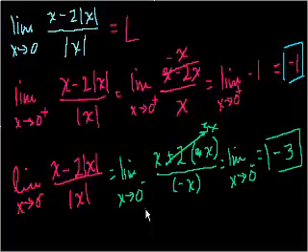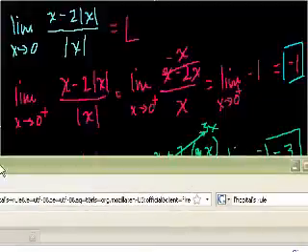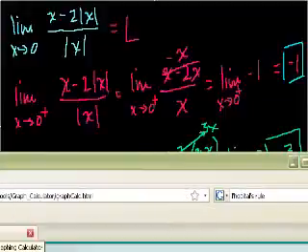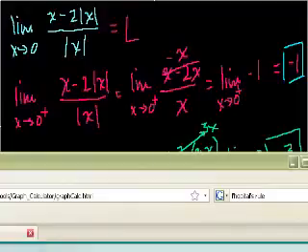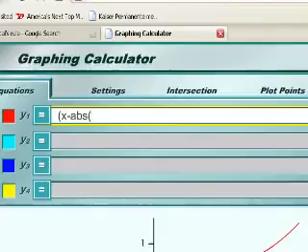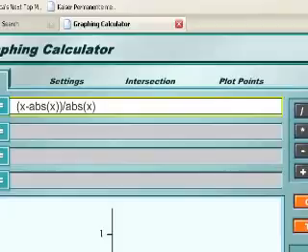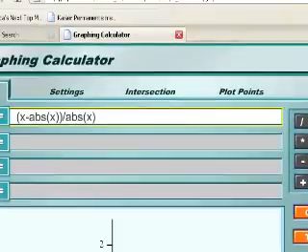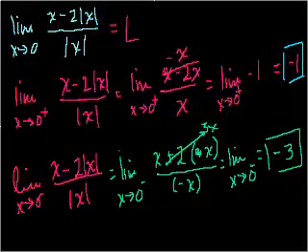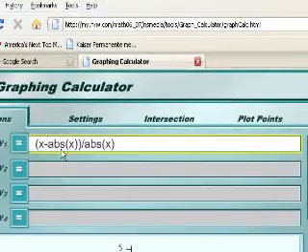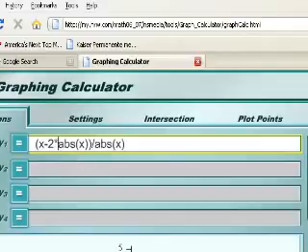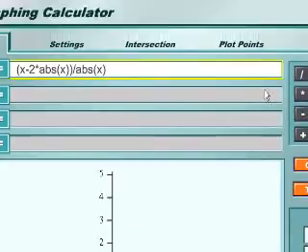Let's confirm that. Let me get the graphing calculator and type it in. So x minus, I'll show you what I'm doing, x minus absolute value of x divided by absolute value of x. Let's see, graph. Zoom out. Oh, sorry, it's x minus 2 times the absolute value of x. Graph. There you go.